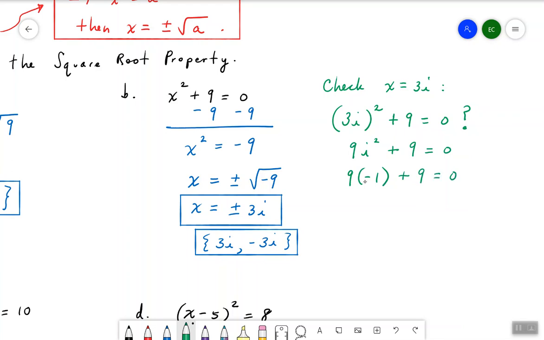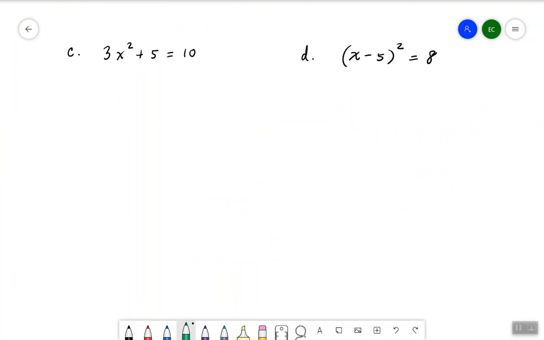And so -1 times 9 is -9, plus 9 makes 0. And so yes, it really did work. You could check the other answer, the -3i, and you could see that it would work as well. Okay, let's go on to another example.